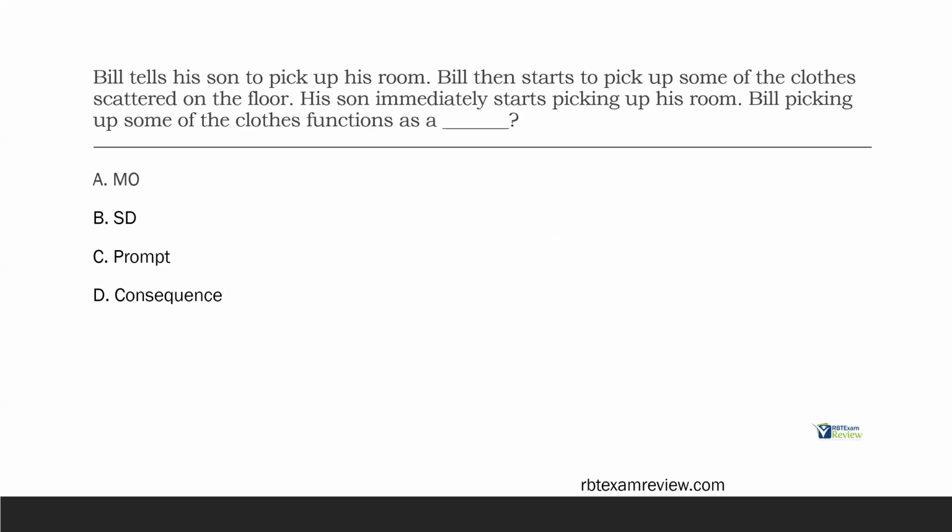Okay, so consider in these MO, SD, prompt, consequence questions the order of operations, right? Our four-term contingency is MO, SD, response, consequence. Our ABC is the SD, response, consequence. Prompt comes after the SD and before the response. Okay. Anyway, we have to remember that order. We have to remember that contingency because it plays a part in this scenario.